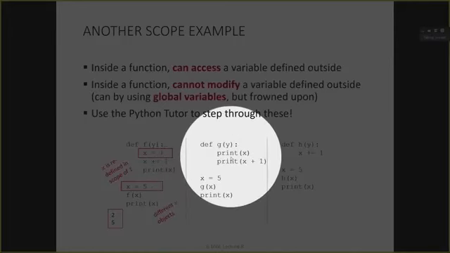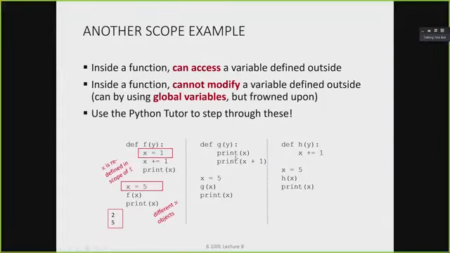What is this function going to do? Well, it prints x. What's x inside the scope of g?